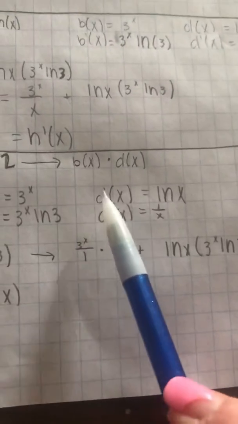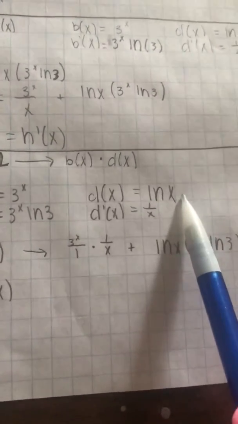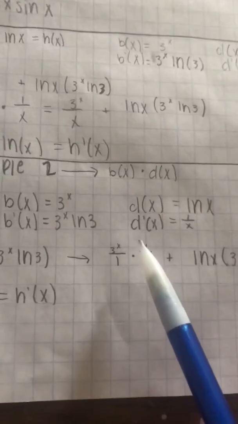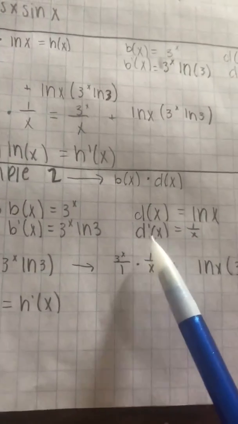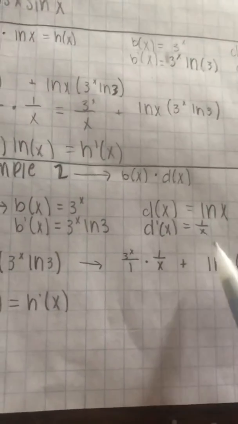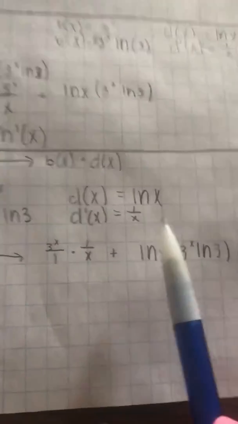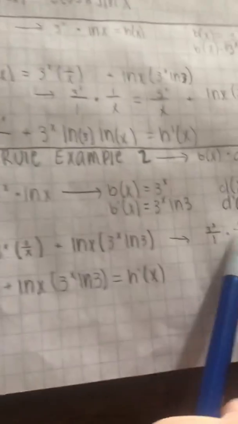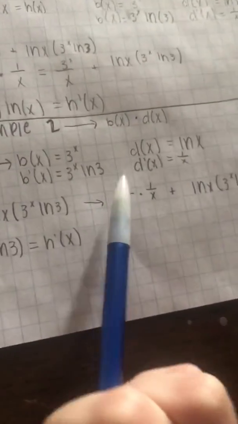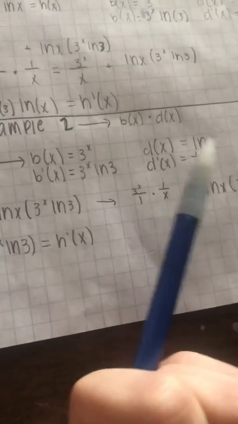Then over here, I just have d of x is equal to the natural log of x. I have it memorized that the derivative of the natural log is going to be 1 divided by x. I just have that memorized because we've done this example quite a few times. Then once I have all this, I'm going to use the product rule that I used in the past example, and I'm going to solve it out.